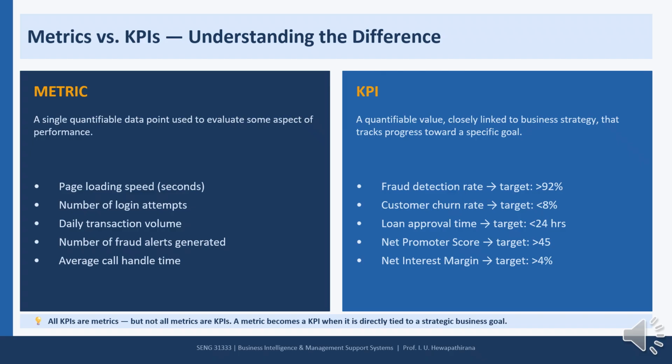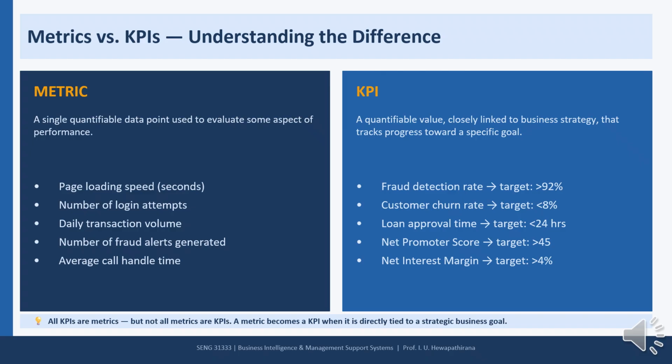Look at the examples in the dark blue panel on the left. Page loading speed, number of login attempts, daily transaction volume, number of fraud alerts generated, average call handle time. These are all measurements. They tell you something factual about what is happening in the system.